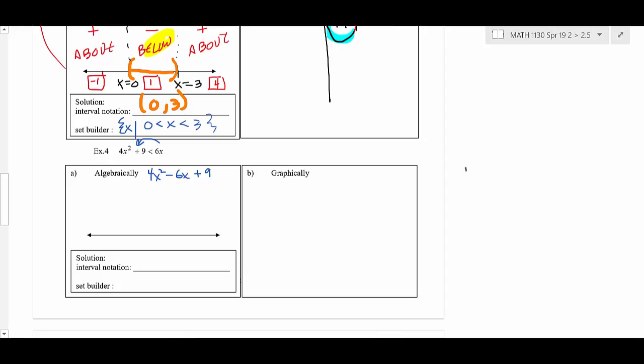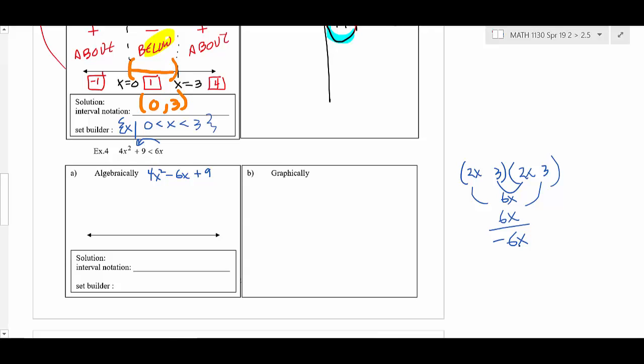I'm not sure if this factors or not, but I'm going to try it. So if I do this, for 4x squared, I could use 2x and 2x. For 9, I could do 3 and 3. But that would be a 6x, that would be a 6x. So there's no way to make that work out. I'm pretty sure this one does not factor.